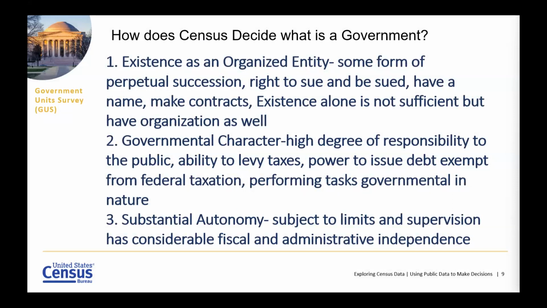We have to clearly define parameters for what constitutes a government and what does not. We have 3 tests to tell us if we have a unique and separate government. Existence is an obvious criteria, but not a sufficient one. Governmental character implies a high degree of responsibility to the public, and substantial autonomy establishes some level of independence from their parent governments. It's not a branch or a sub-office, but a separately operating entity.